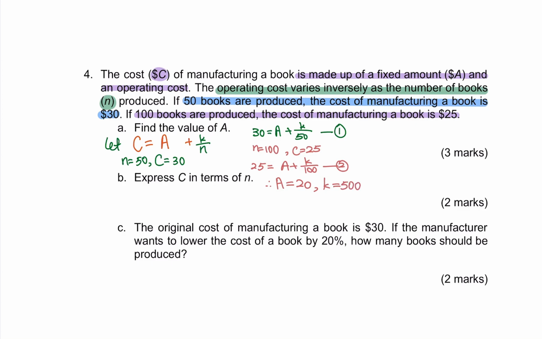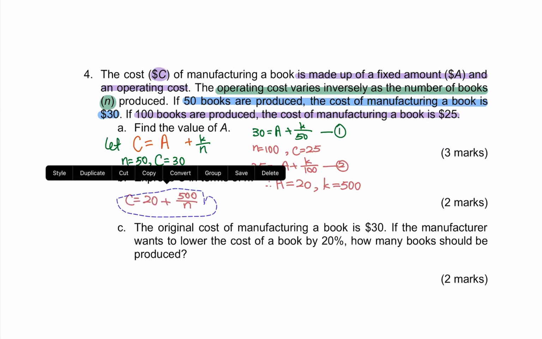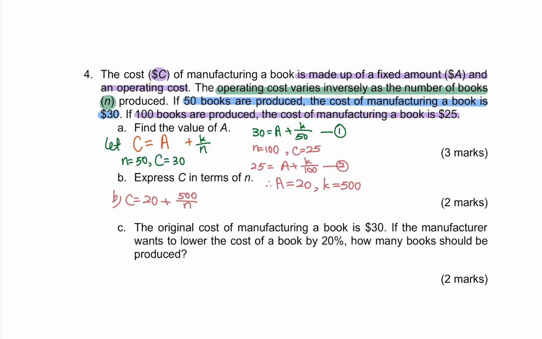After finding the two unknowns, rewrite the equation, which is 20 plus 500 over N. Now that you have that, part A, you just needed to find it here. And then for part B, you just write the equation again. It's up to you, of course, if you want to repeat the question or not. It's also okay. I had done A and B together, that's why. So this and this is done.